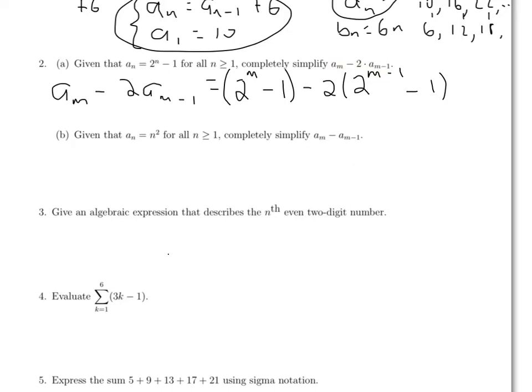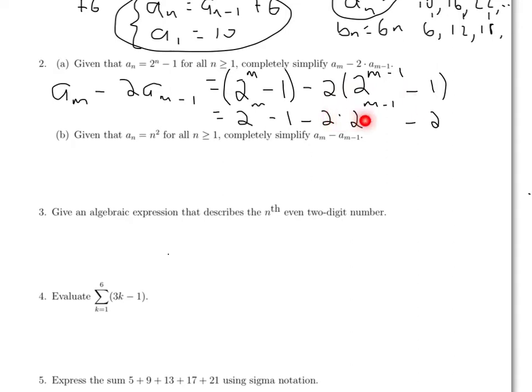If I do that, there's not a whole lot of algebra to do here. I do have to distribute this multiplication through the parentheses, and if I do that, I'll include that extra step here. I'll have 2 times 2 to the m minus 1 minus 2. So the 2 gets multiplied by the 2 to the m minus 1, and then the 2 gets multiplied by the negative 1.